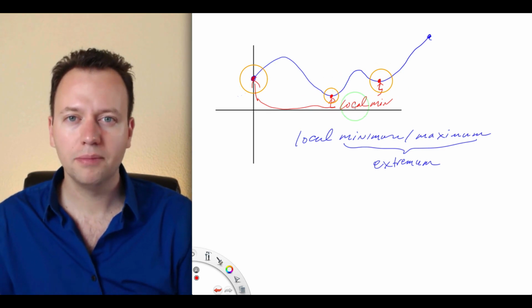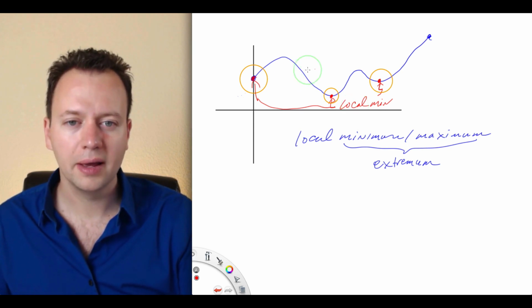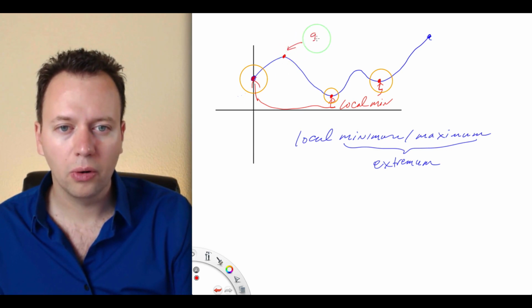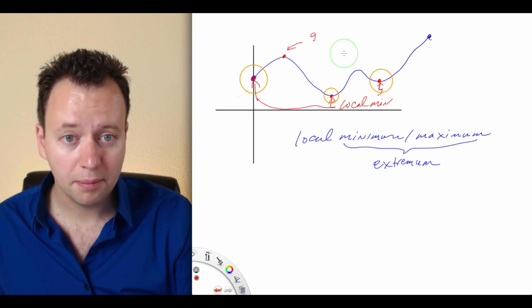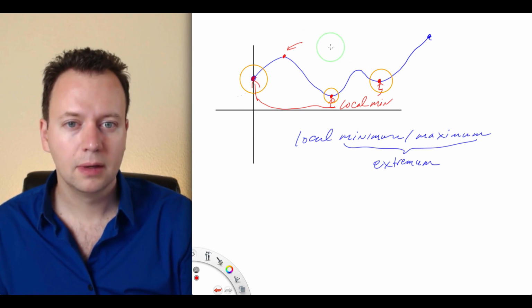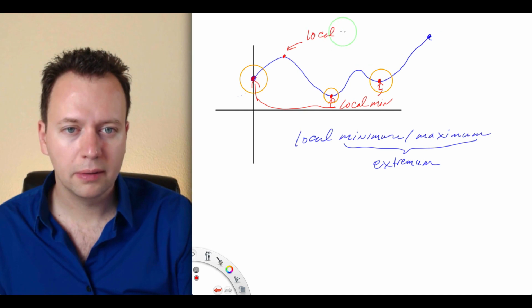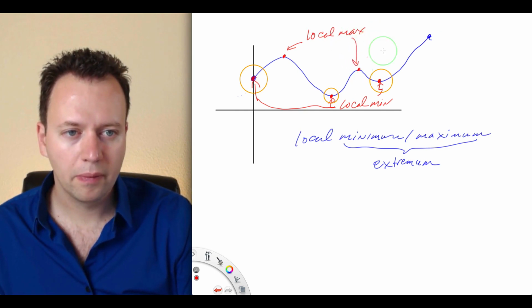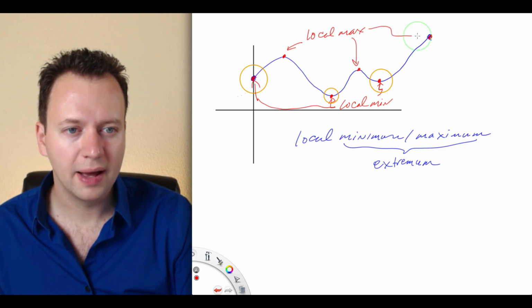The local maxima are found in a similar way. So this is the peak of a mountaintop. So that's actually a local maximum. And here's another local maximum. And then here's a third local maximum.